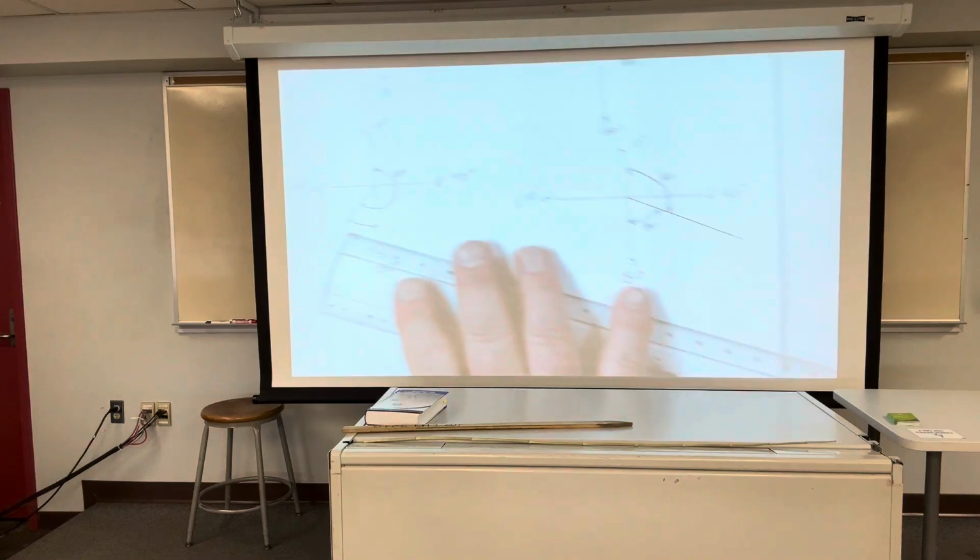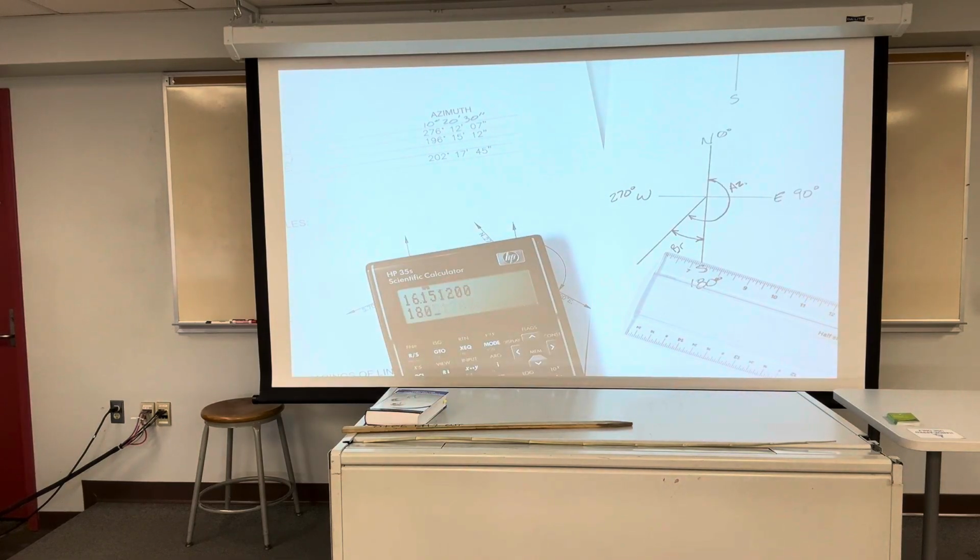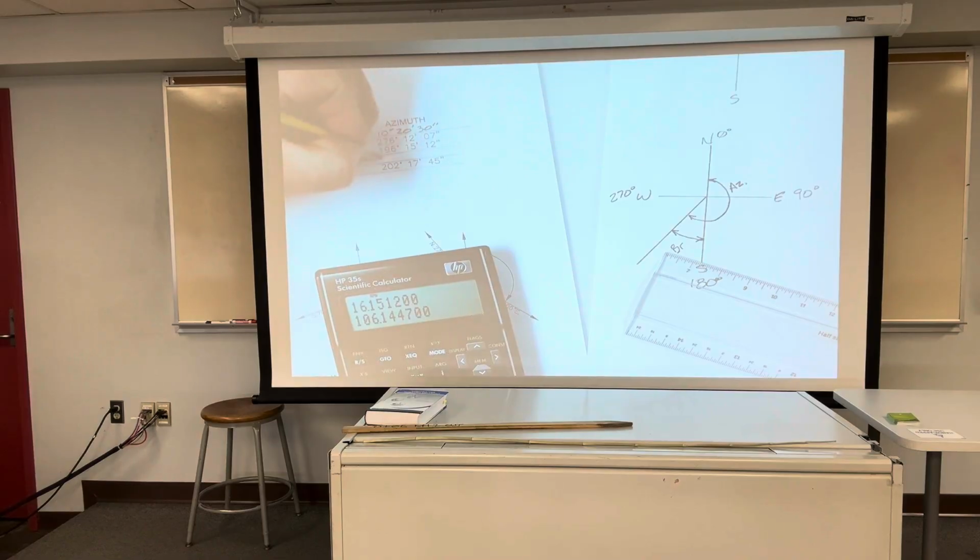So, real quick, let me finish this one up here. If we take 180 degrees and subtract 73, 45, 13, I come up with an azimuth of 106 degrees, 14 minutes, and 47 seconds. I'm going to let you guys do the last one on your own.